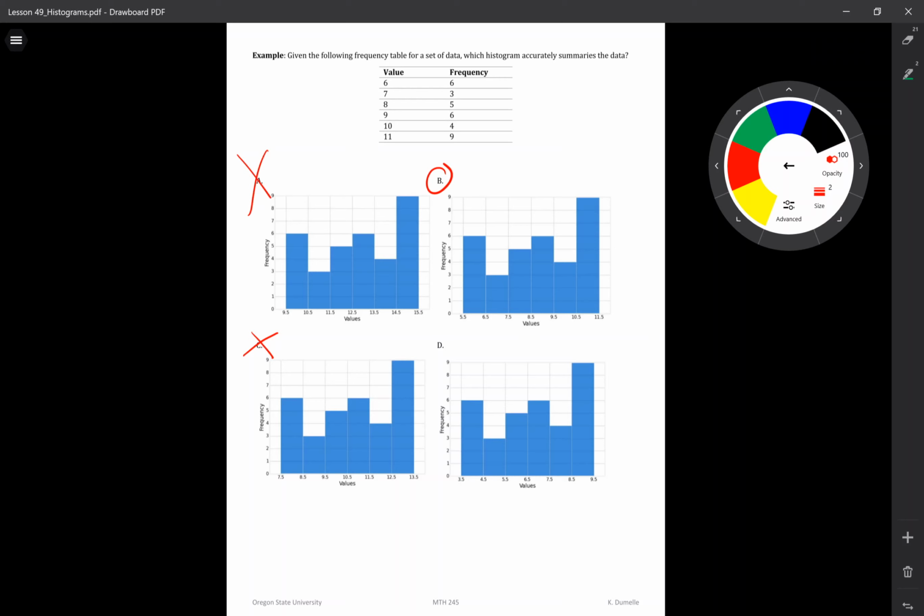So this is a pretty short lesson on histograms, but I think most of us have seen these before.